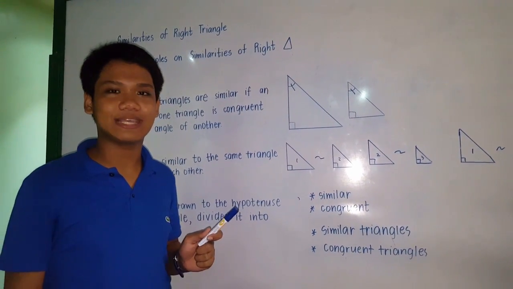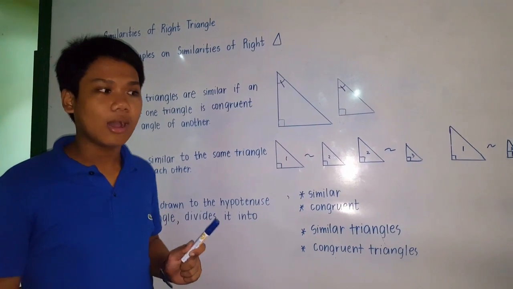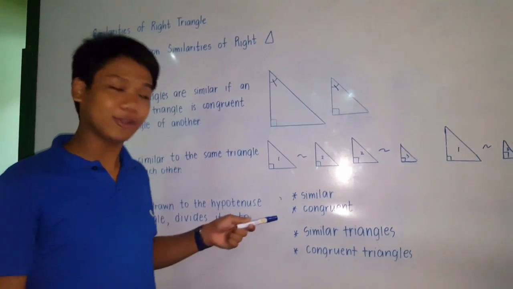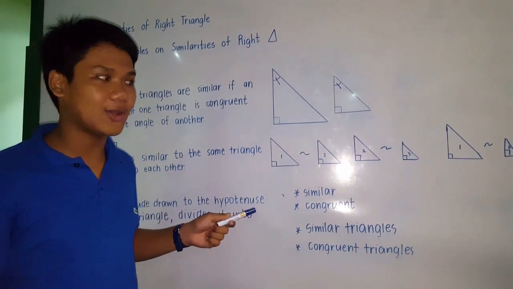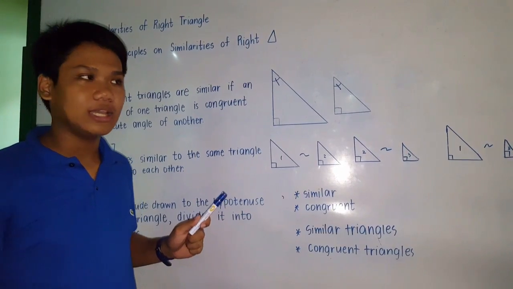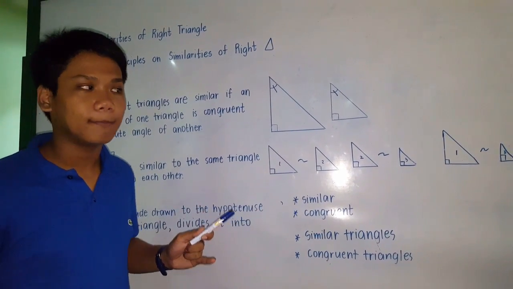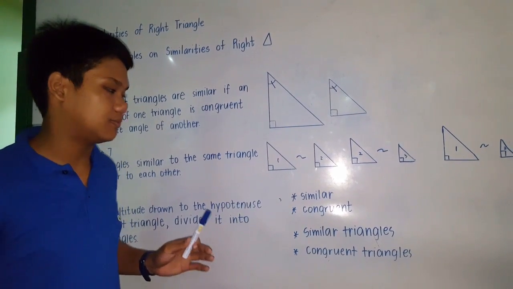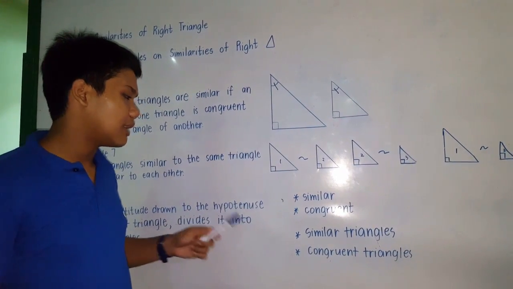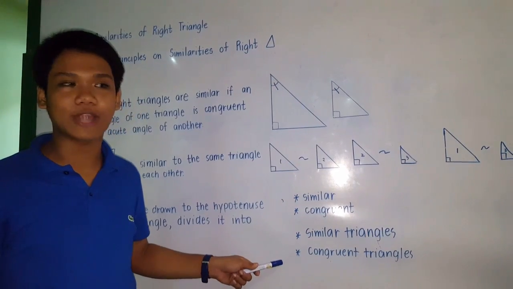Similar means having the same shape, but not the same position or measurements. How about congruent? Congruent means having essentially the same shape, measurements, and position. So we are going to discuss the difference between similar triangles and congruent triangles.